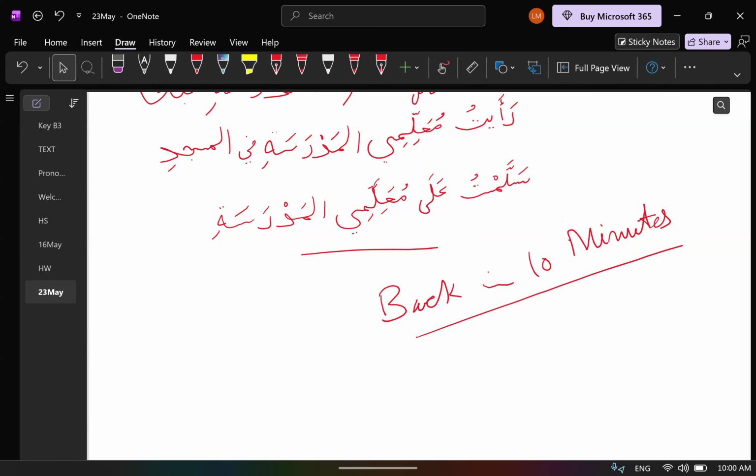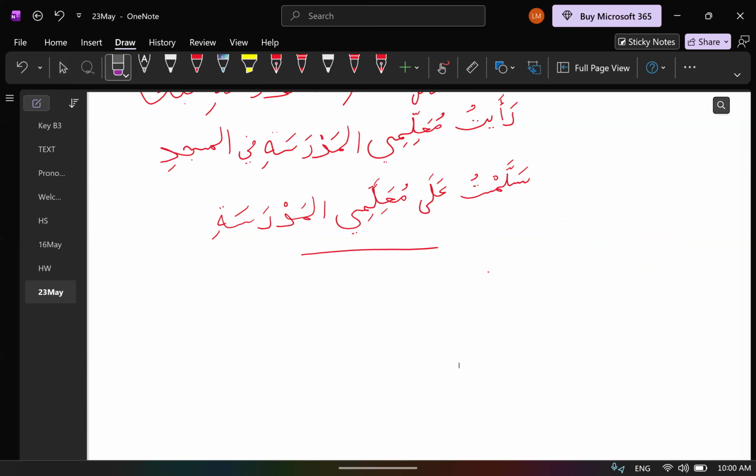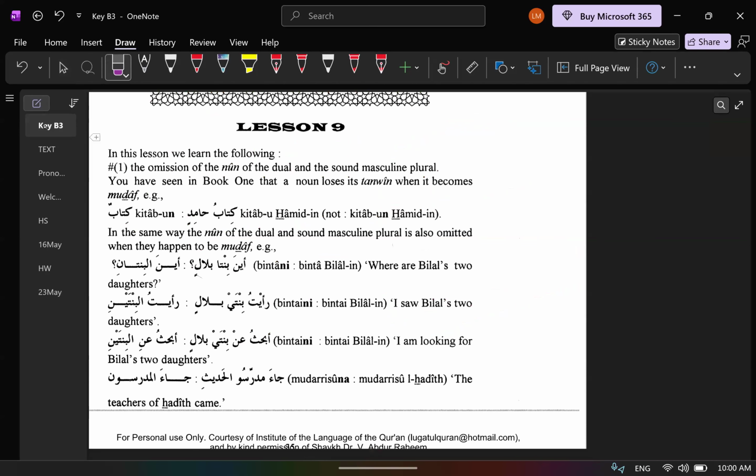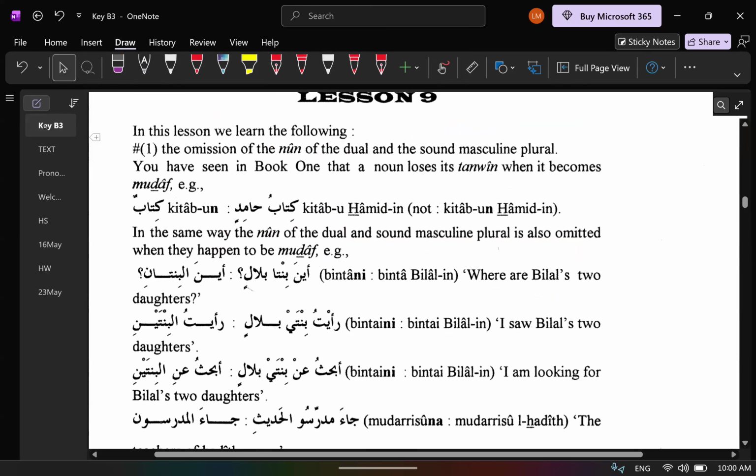Okay, so that is what we have learned. Let's take a look at the English key, inshallah. So let's start with the English key. We read, and there are other concepts also, small concepts. So we will go over them together, inshallah.